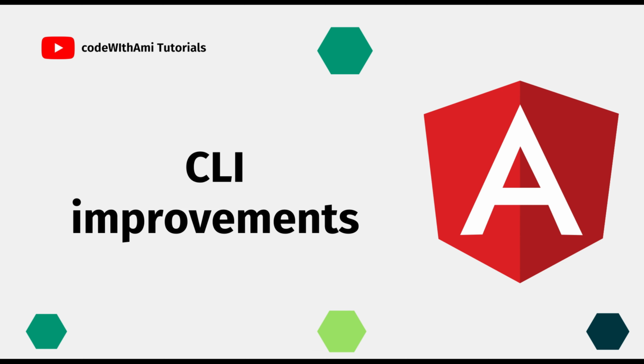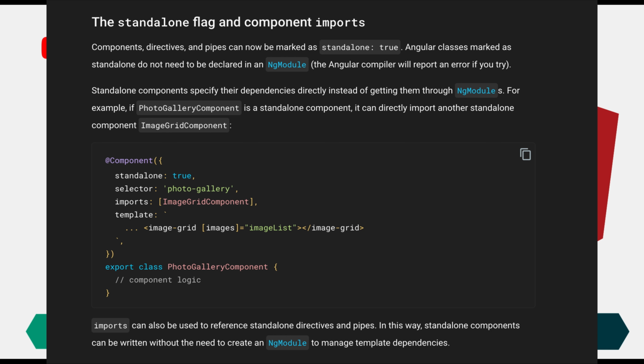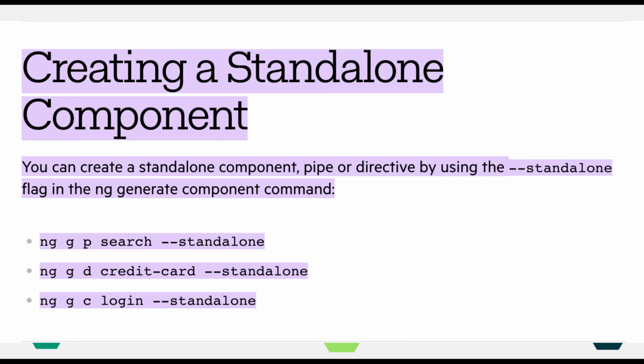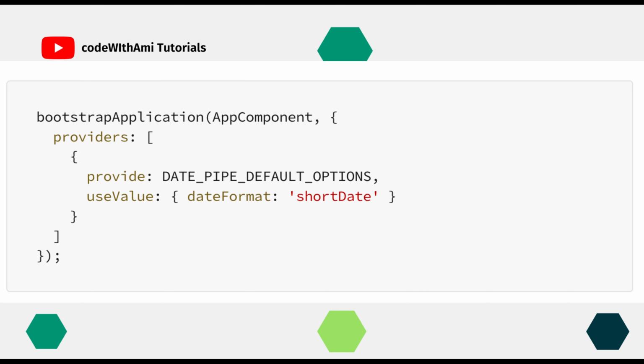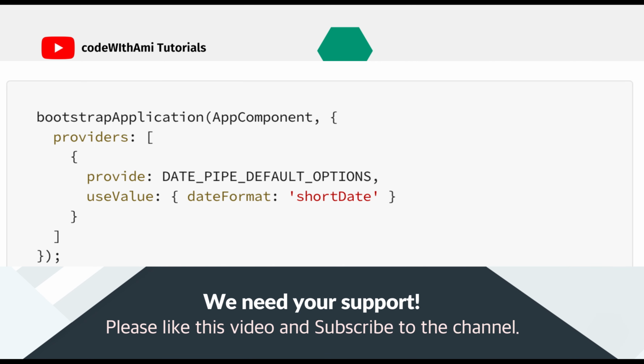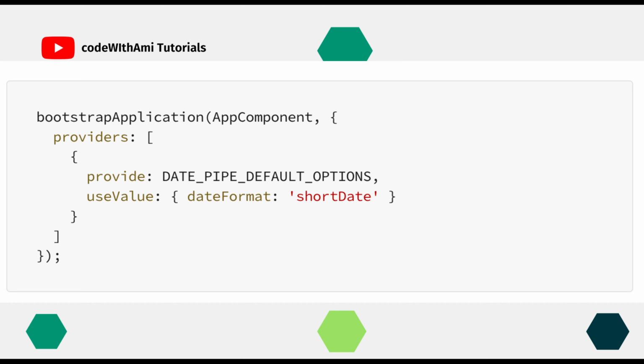Some enhancements to the CLI. In Angular CLI, Angular team has introduced support for the standalone stable API. Now you can generate new standalone components via the ng g component --standalone command. Angular team is also planning to make some changes for ng new. Apart from this, there is one more small change, which is the ability to configure the default options for date pipes. This feature basically allows you to globally change the default formatting configuration for the date pipe.